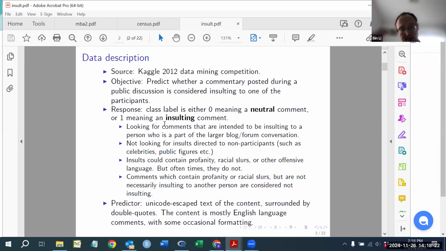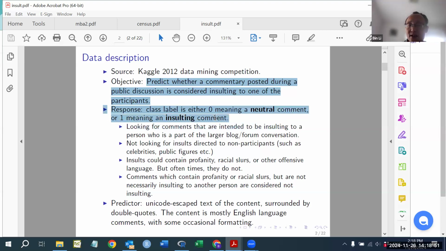So this study is from Kaggle's 2012 data mining competition. The purpose of this study is to predict whether a comment posted during a public discussion is considered to be insulting to one of the participants. So the response is binary. Either 0, which means it's a neutral comment, or 1, which means it's an insulting comment.